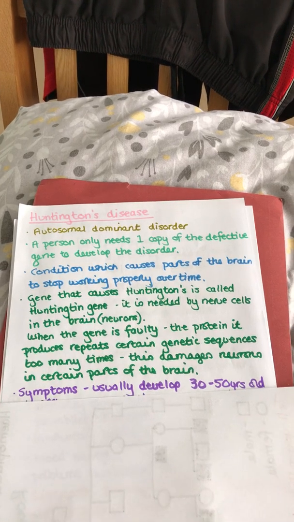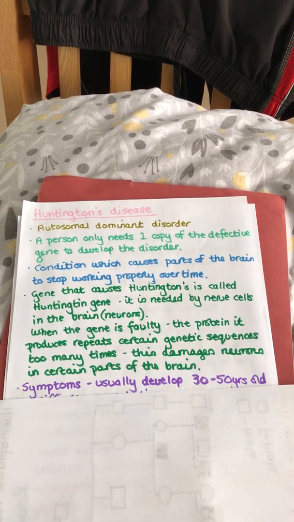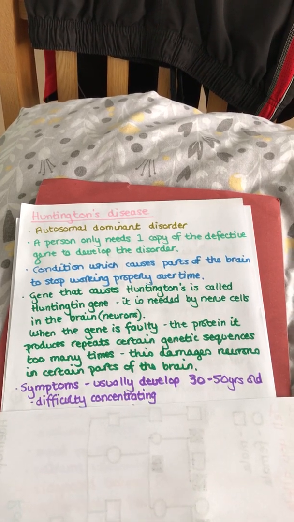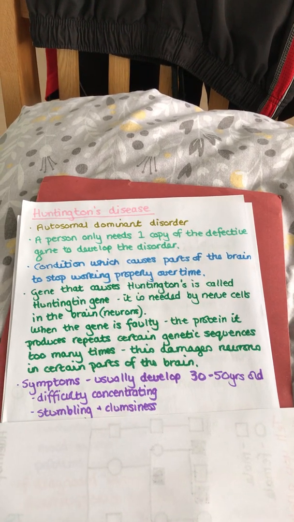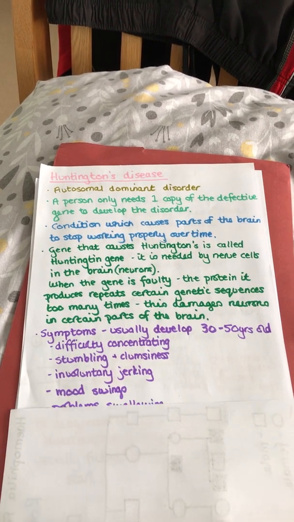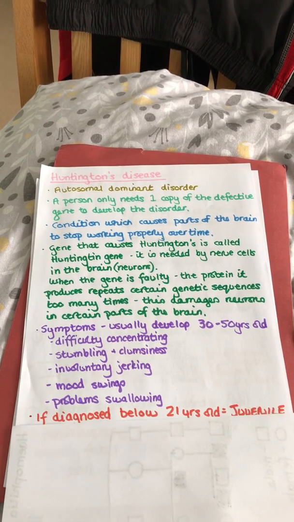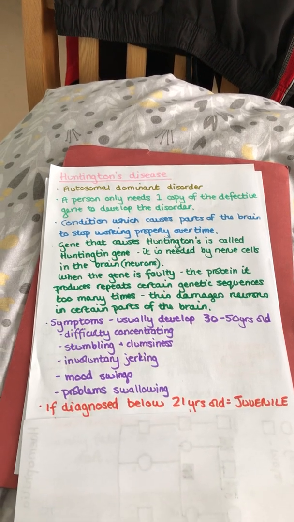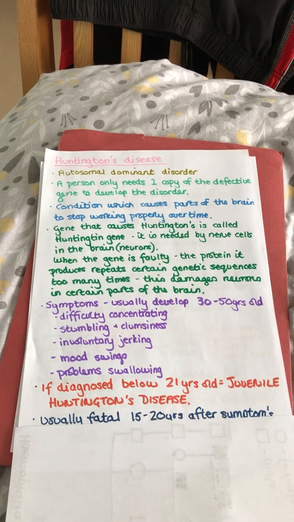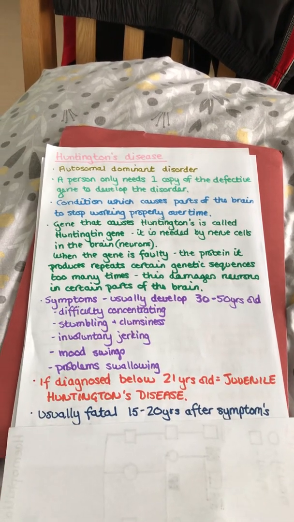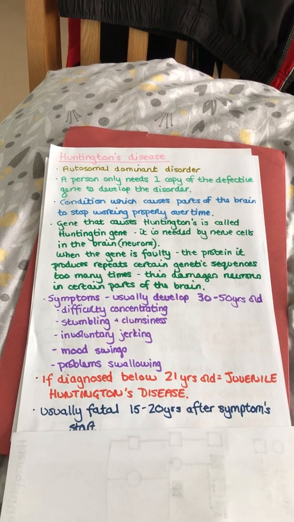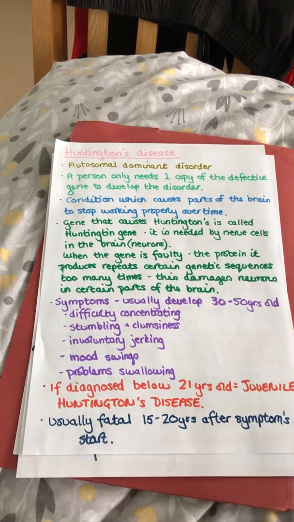The symptoms don't usually develop until you're between 30 and 50 years old. They start showing as difficulty concentrating, stumbling, clumsiness, involuntary jerking, mood swings, and problems swallowing. If you get diagnosed below the age of 21, it's called juvenile Huntington's disease. It's fatal, and usually death will occur between 15 and 20 years after the symptoms start.